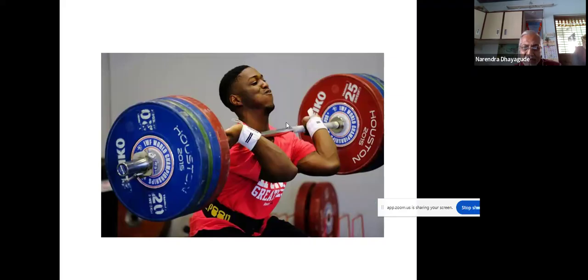Same thing, it is compressed air. Compressed air is used.